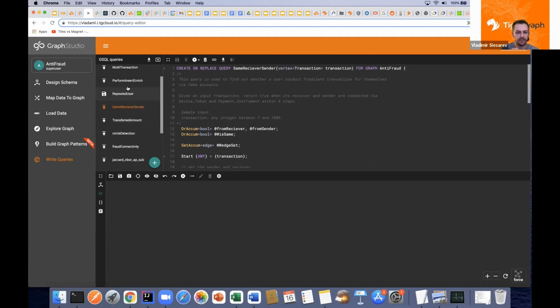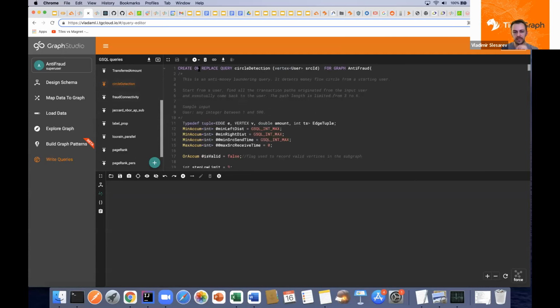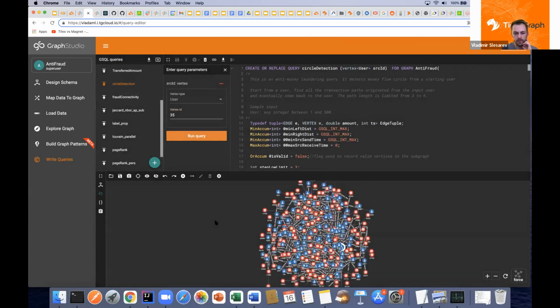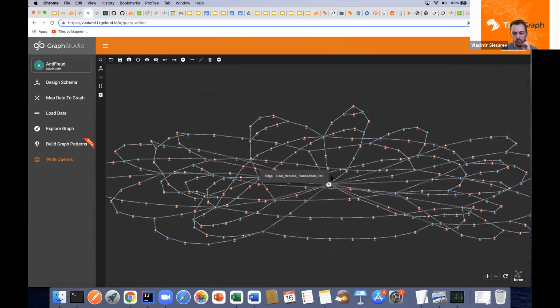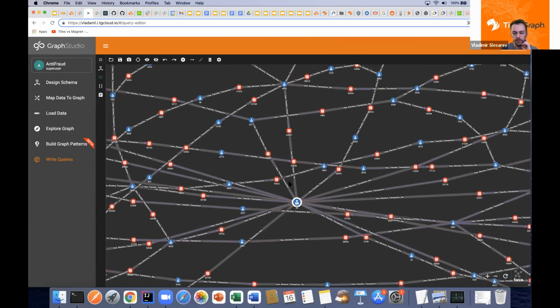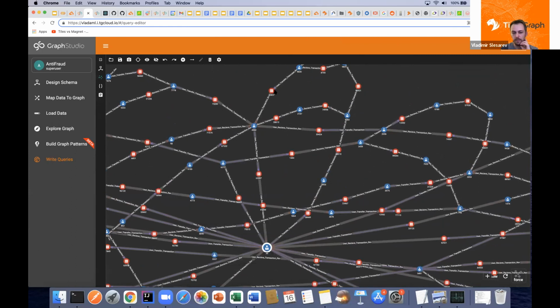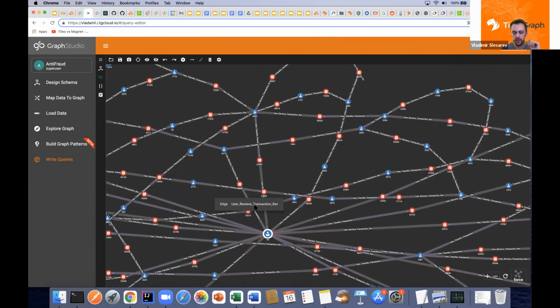For instance, if we have something like a circle detection query, we want to understand circuitous or circular paths within our data. This is particularly important from an AML perspective. If we have a user, let's say user 35, and we run this query, look at all of these potential looping paths that we have. This is all potentially indicative of fraudulent behavior when you have a lot of these tight transaction loops happening.